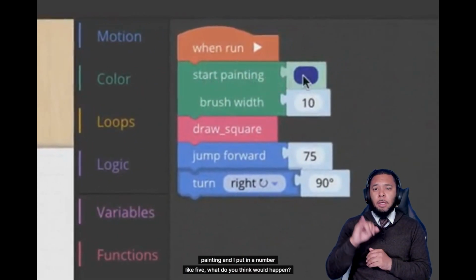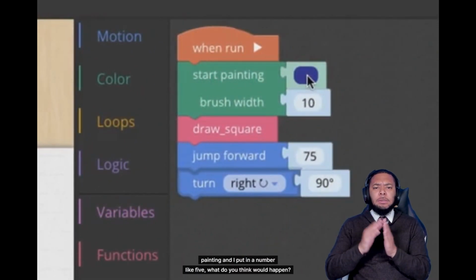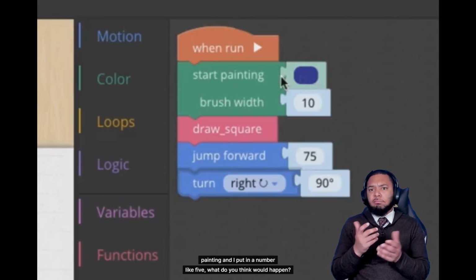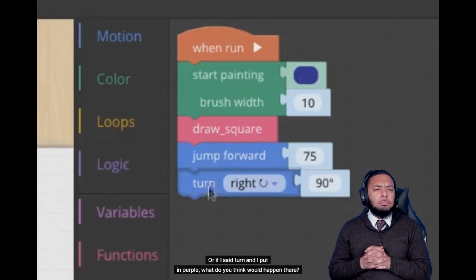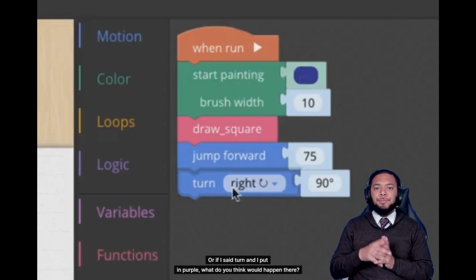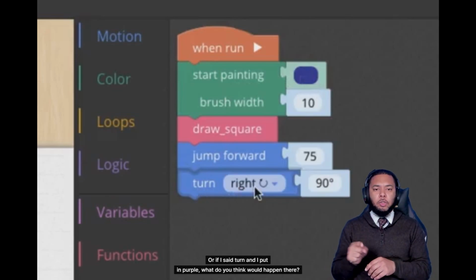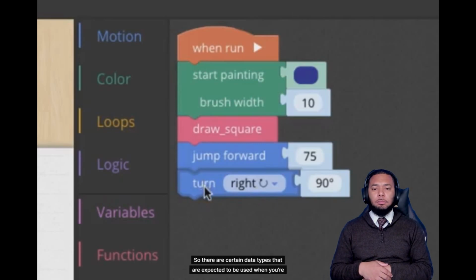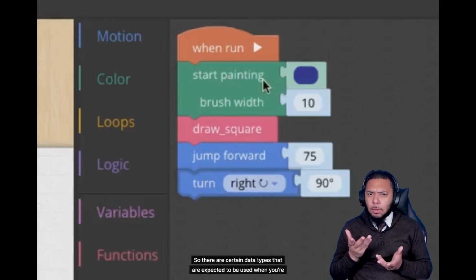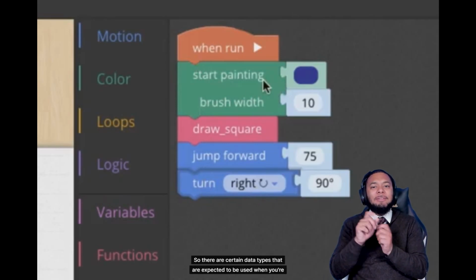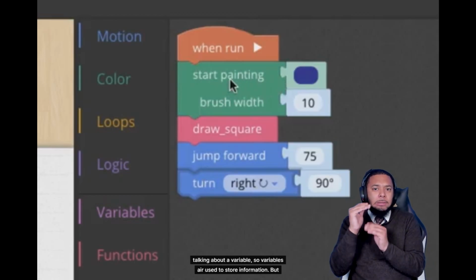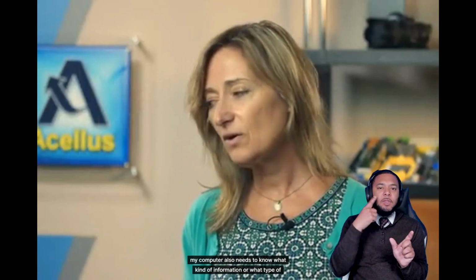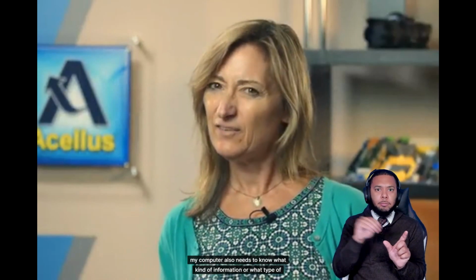If I said start painting and I put in a number like 5, what do you think would happen? Or if I said turn and I put in purple, what do you think would happen there? So there are certain data types that are expected to be used when you're talking about a variable. Variables are used to store information, but my computer also needs to know what kind of information or what type of data I will be storing.